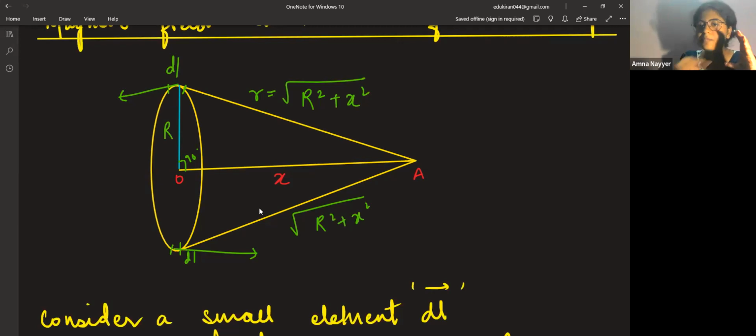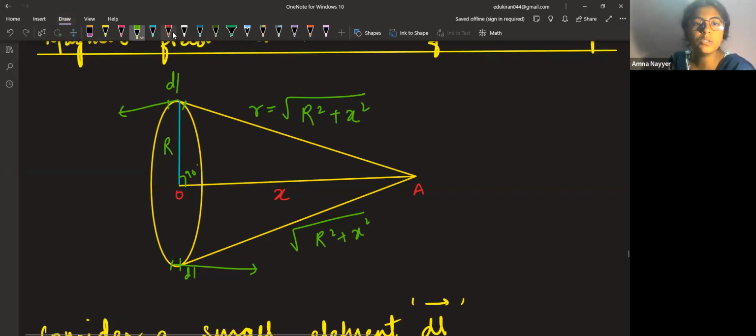Circular loop is there. At its axis, I'm calculating a point. That separation is x. But r is the position vector which we use in Biot-Savart's law, which is 1 by r square. Magnetic field is inversely proportional to r square. This is that r, the separation of the current element to the point of calculation. Remember the definition in the first class we did. This is exactly that.